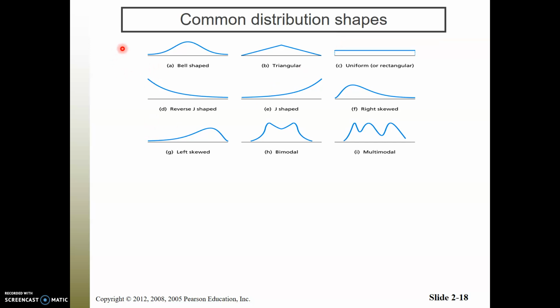And what about that? This goes down, down, down, and like this. This is called a reverse J shape. This is called a J shape, and this is called a reverse J shape.